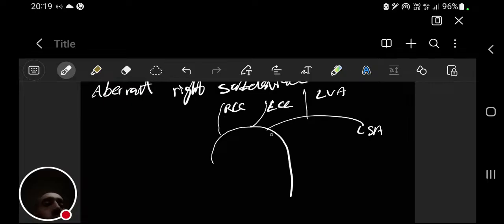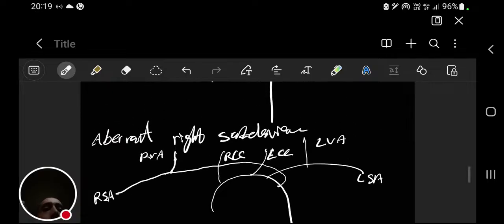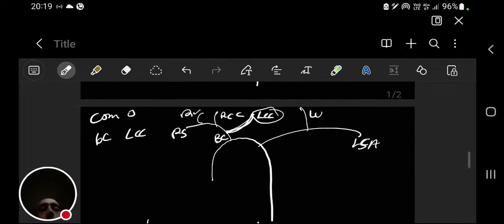But now we have the right subclavian artery coming right over here and crossing to the other side. This is the right subclavian artery. In this aberrant right subclavian, this is the case. You see how it comes from the left side. And here comes the right vertebral artery, right over here. This is the aberrant right subclavian artery. Now, when we're talking about the common origin of the brachiocephalic and the left common carotid, we see this case in 30% of cases.